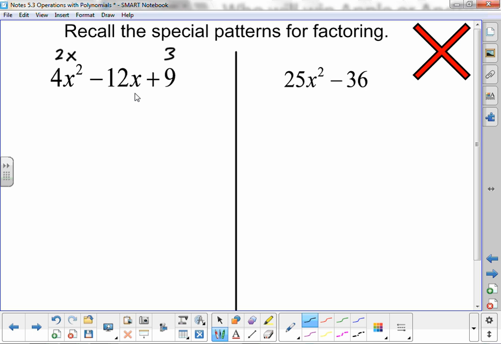Double that, you get a negative 12x. So that is a pattern. And the pattern that comes up should look like this. So 2x minus 3 squared. We've done that in the past. In the past we started here and factored using a pattern to get here.